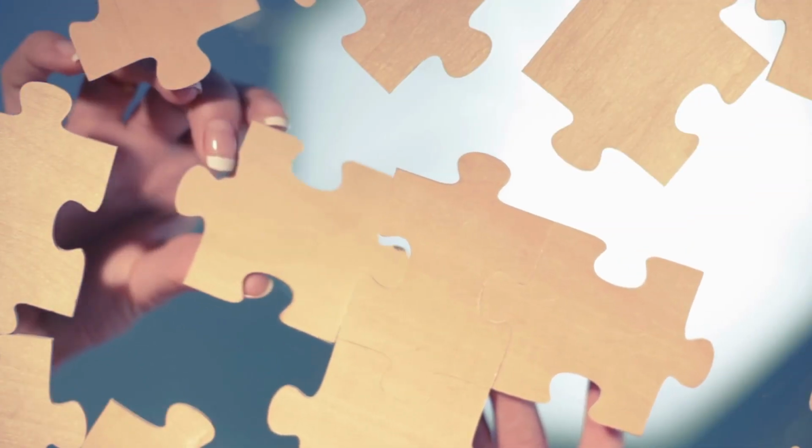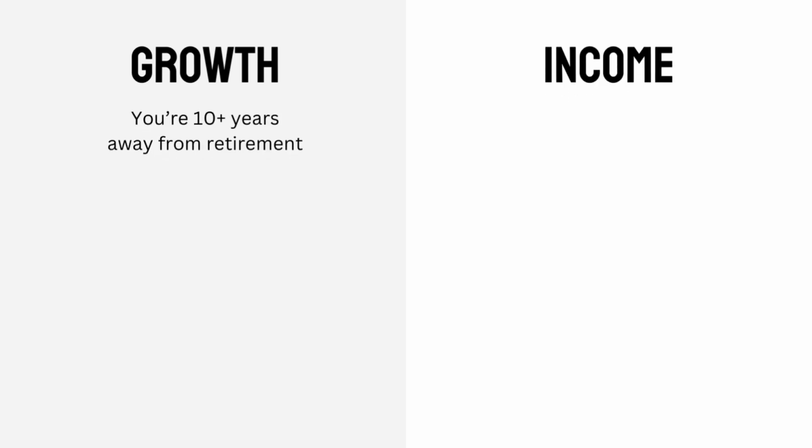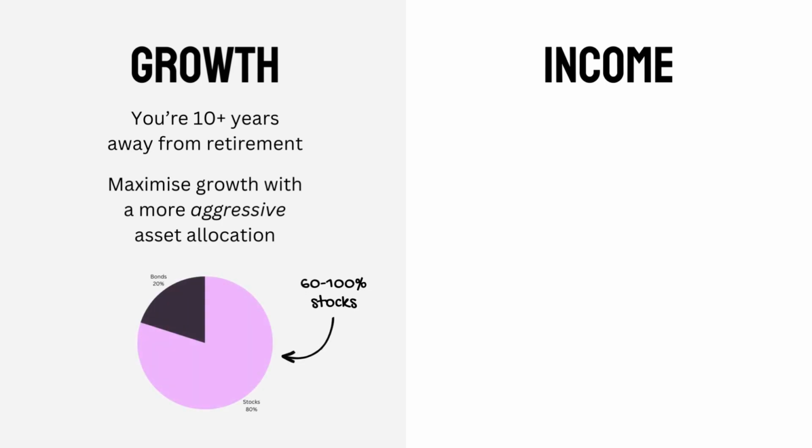Firstly, your investment goals. This is really a way of saying, do you want more growth or do you want stability and income from your investments? If you're a long way from retirement, you generally want to give your money the chance to grow as much as possible for the future, and you have time to ride out some ups and downs. So in this case, you would typically choose a more aggressive asset allocation with a large proportion of stocks, as this should maximize growth over the long term.